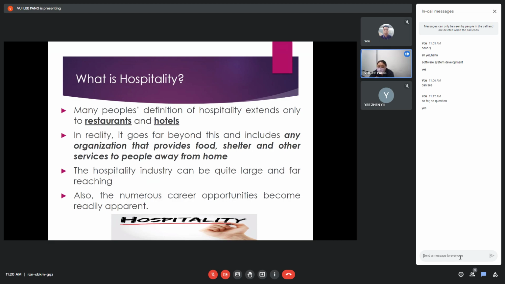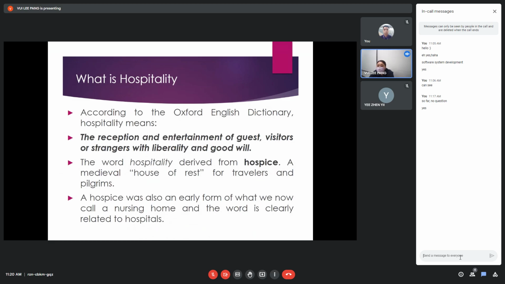According to the Oxford English Dictionary, hospitality means the reception and entertainment of guests and visitors with liberality and goodwill. This hospitality is derived from hospice, so the meaning is to provide the traveler shelter and accommodation. The hospice was also an early form of what we now call a nursing home, and the word is clearly related to hospital.